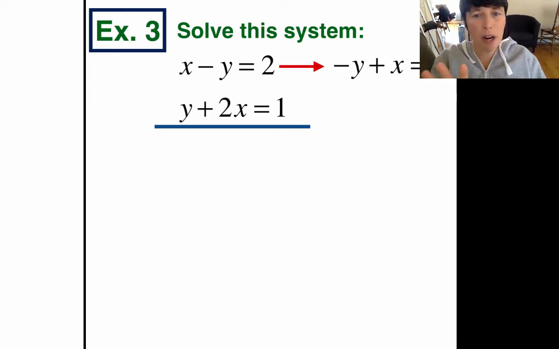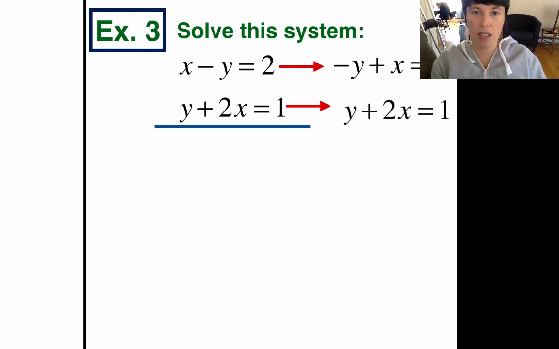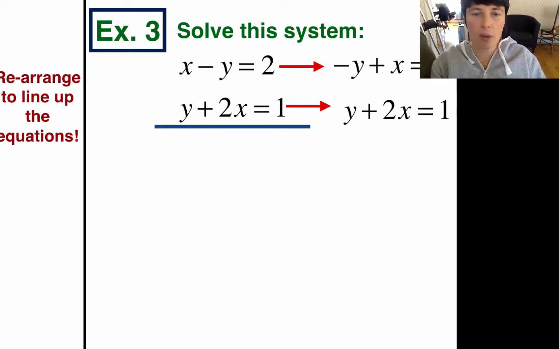I haven't changed the problem. I'm just switching it around so that when I take the bottom equation and rewrite it the same, I'm not changing the bottom one, y plus 2x equals 1. Now the y's are lined up, the x's are lined up, and the numbers are lined up. It's in the right order. So now I'm ready to do this problem.